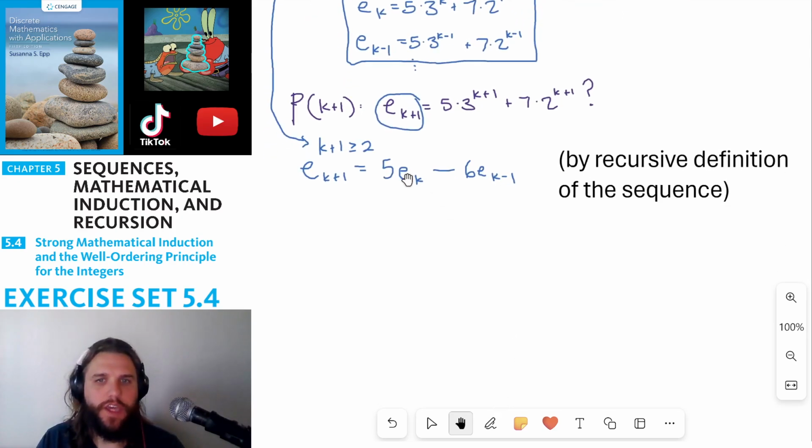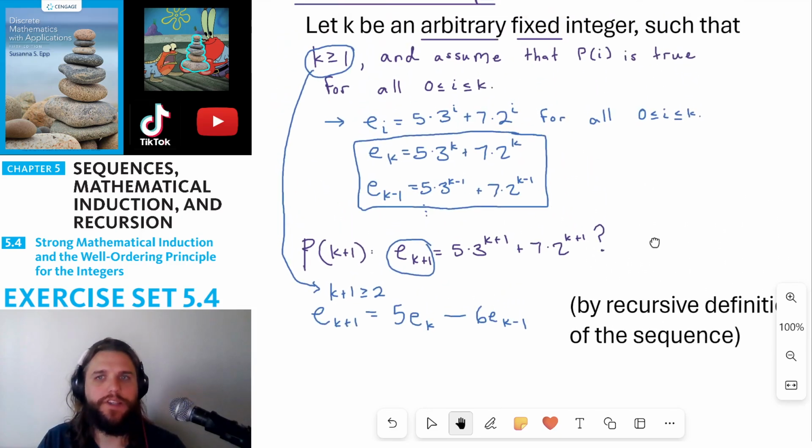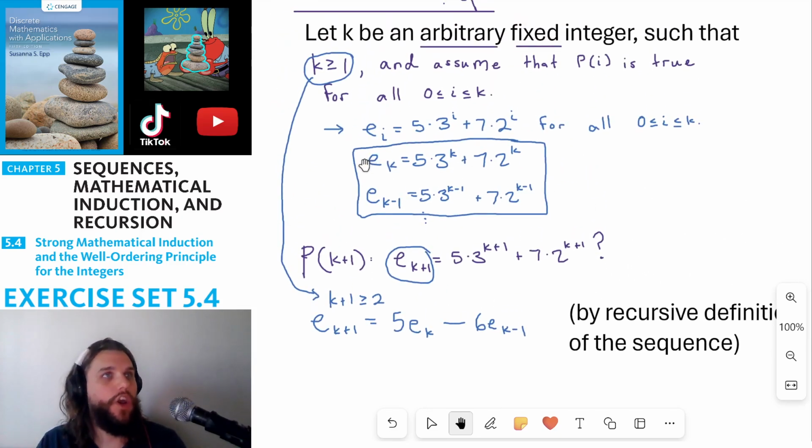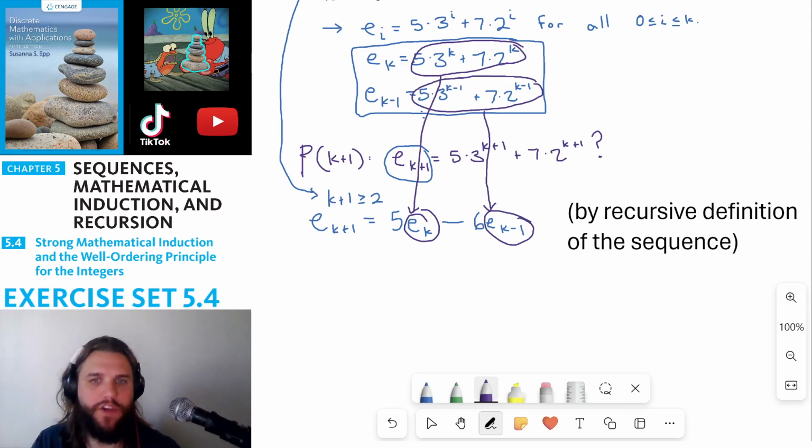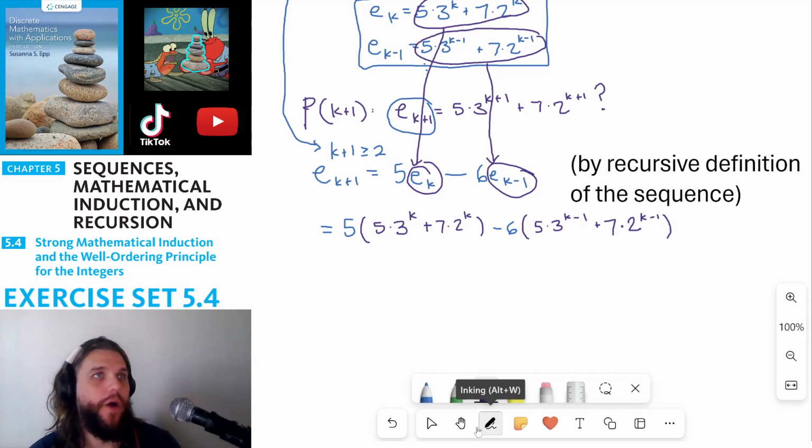Now we can do stuff with E sub k and E sub k minus 1 because in our inductive hypothesis, we know things about E sub k and E sub k minus 1 specifically. Again, k is fixed. And remember that k is a fixed integer, which means k minus 1 is also a fixed integer. So now I'm going to substitute from the inductive hypothesis these expressions into the result of the recurrence definition. Now, when I do this substitution, I always substitute with parentheses, just because we might need to use the distributive property, which we will in this case.